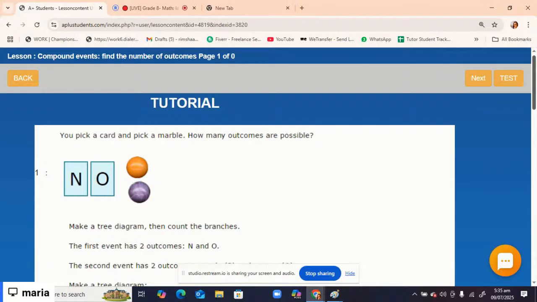Let's see how to find these compound events. For example, rolling a dice and then flipping a coin. How many total outcomes for the dice? That is 6. And for flipping a coin, let's suppose first of all it's heads, then it's tails. So let's do it here.